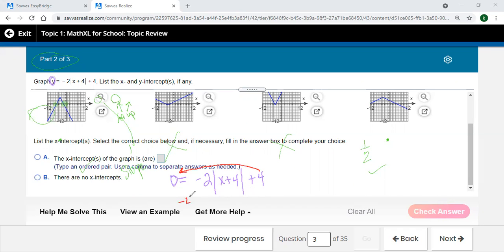So I've got -4 equals 2 times that absolute value of x plus 4. Trying to get this whole absolute value piece alone. So now divide by 2. So if I divide by this 2 to get rid of that 2, -4 divided by 2 is -2. Hey, wait a minute. If you're paying attention right now, -2 equals an absolute value.